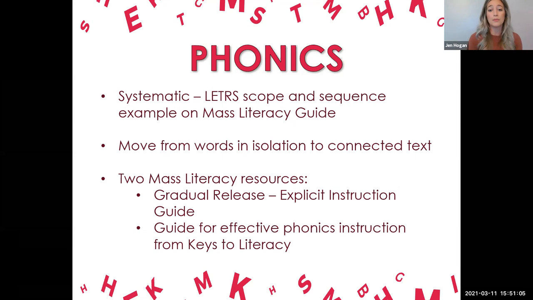Moving from words in isolation to connected text to give our students a chance to apply is going to be key. And then two Math Literacy resources for you. One is a gradual release example and how you might use that in your explicit instruction for phonics. And another is a guide for effective phonics instruction from Joan Sedita at Keys to Literacy. She is a wealth of knowledge. And this guide also has many resources for instruction and more videos for you. We'll talk about some of those as well.